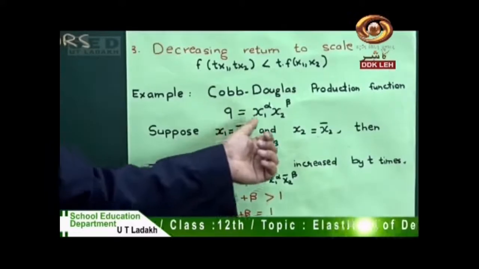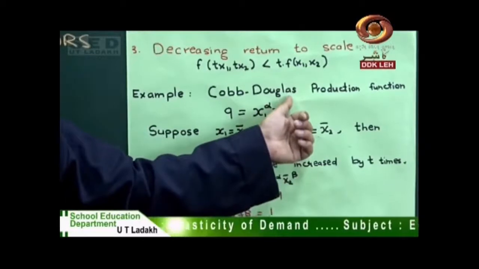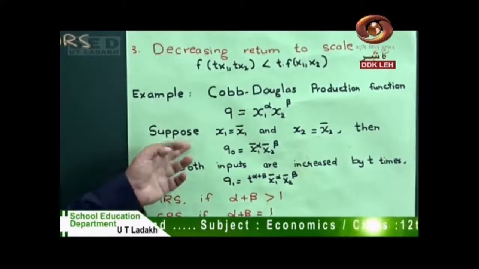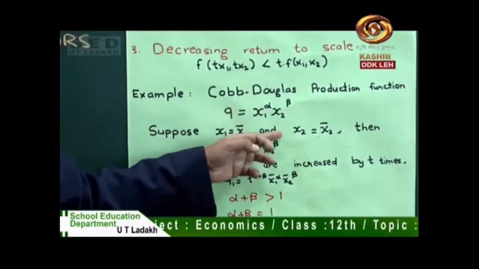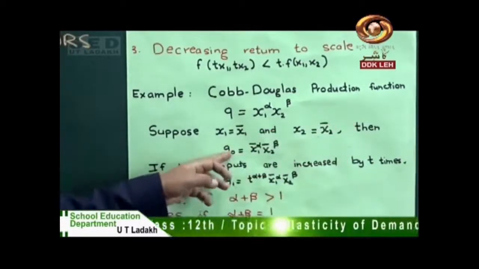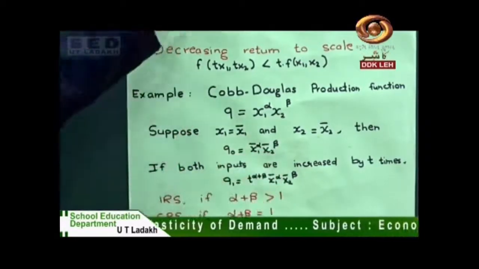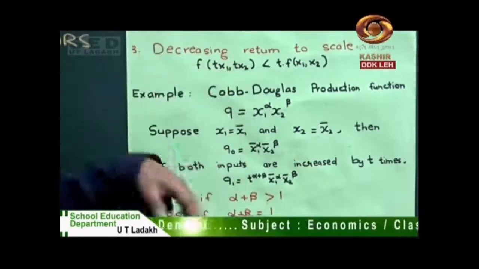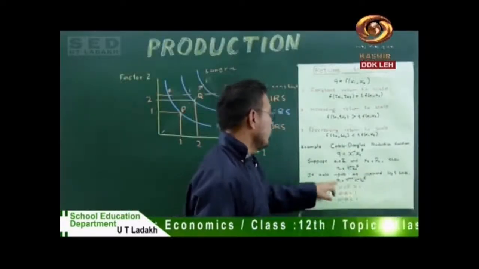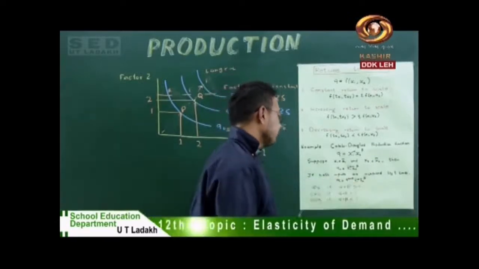whereby your Q is simply x1 power alpha, x2 power beta. Alpha and beta are simply constants. Now suppose your x1 is x1 bar and x2 is x2 bar, then the value of Q naught, the original output, will be x1 bar alpha, x2 bar beta. Now suppose again, if I have increased my inputs by a multiple of t, by t times, then what will be your total output? Your Q1 will be t to the power alpha plus beta, x1 bar alpha, x2 bar beta.